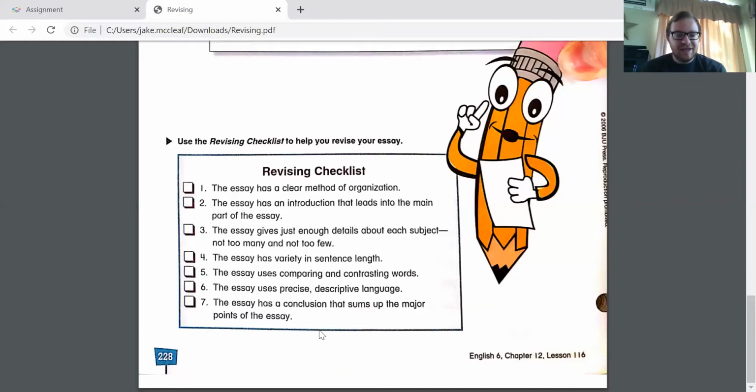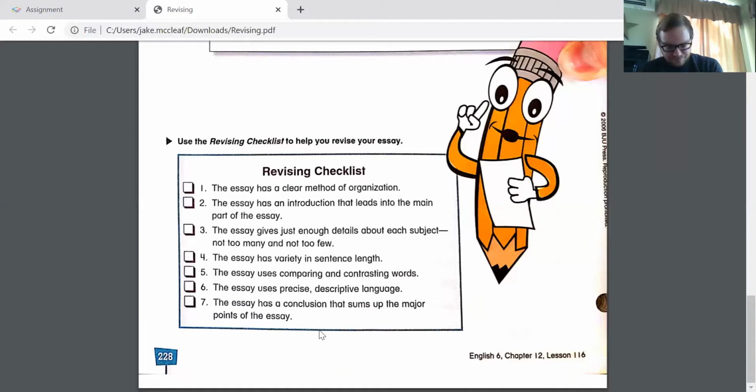Number 7, essay has a conclusion that sums up the major points of the essay. So you should have your introduction, your 2 paragraphs in the middle, the body of the essay in this case, and a conclusion, wrapping it up, summarizing what you told me, what you taught me in this essay. Wrap it all up, bring it together. That's the conclusion. It's summing up the major points in the overall arc of the essay. So again, conclusion to wrap it up.